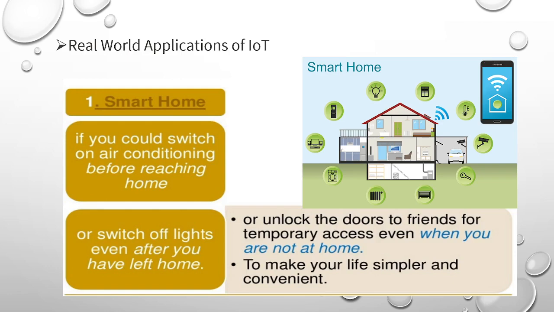One example is that a smart home is the best example of IoT. If you can switch on the air conditioning before reaching home, IoT is used there. Switch off the lights even after you have left home, or unlock the doors for friends with temporary access even when you are not at home, to make your life simpler and more convenient.